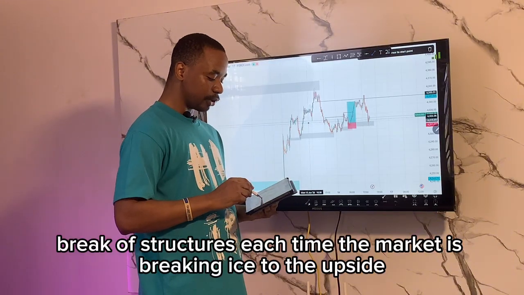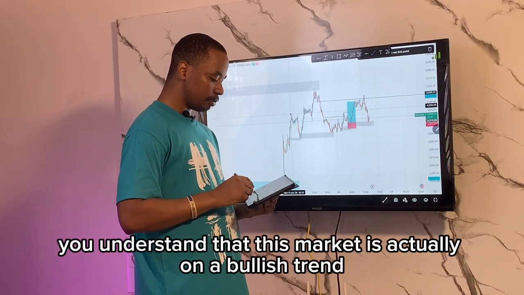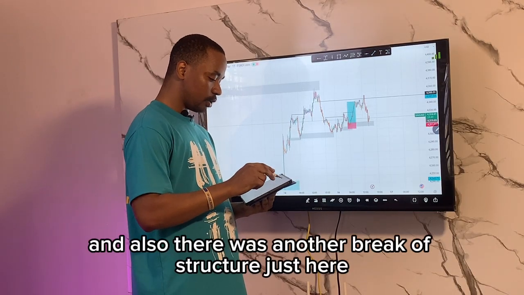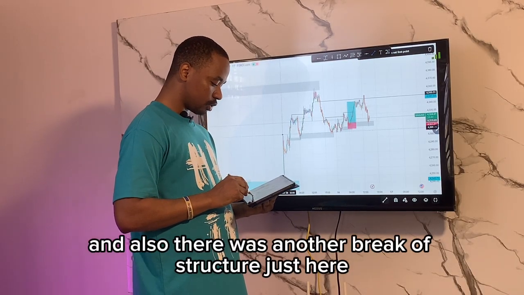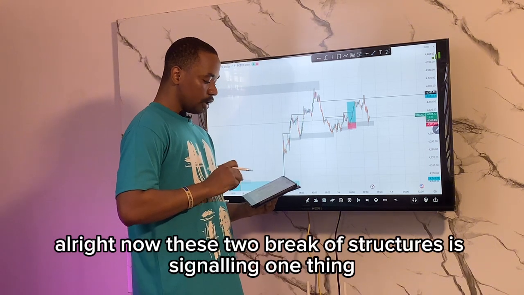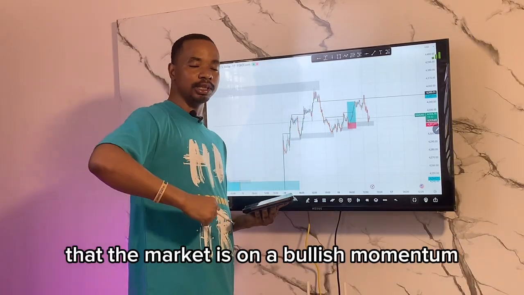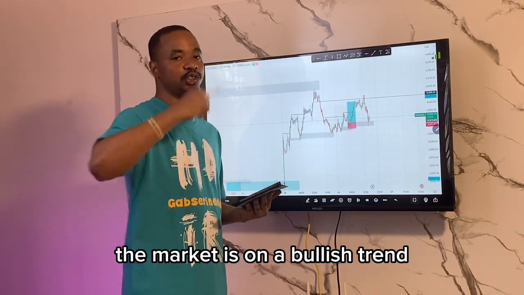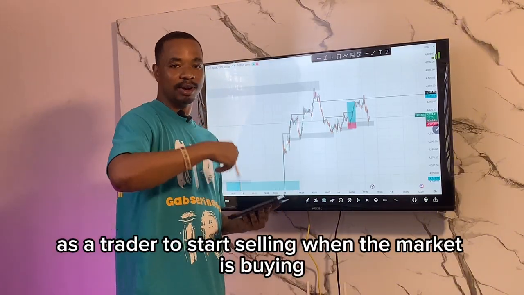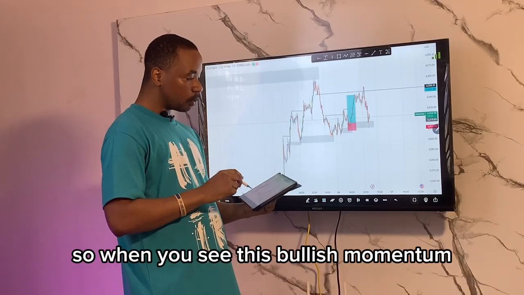Each time the market is breaking highs to the upside, you understand that this market is actually on a bullish trend. For example, there was a break of structure here, and also another break of structure just here. These two break of structures are signaling one thing: that the market is on a bullish momentum. Now, it is unwise for you as a trader to start selling when the market is buying.